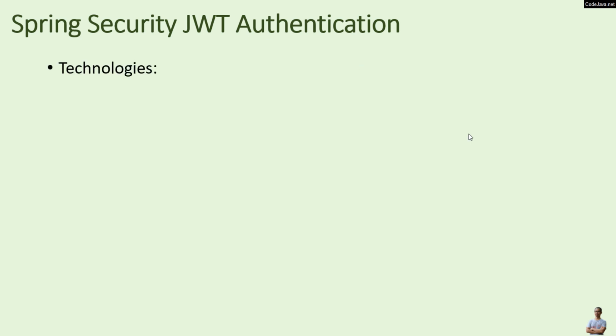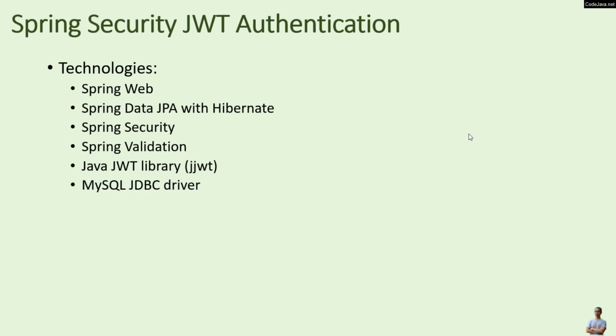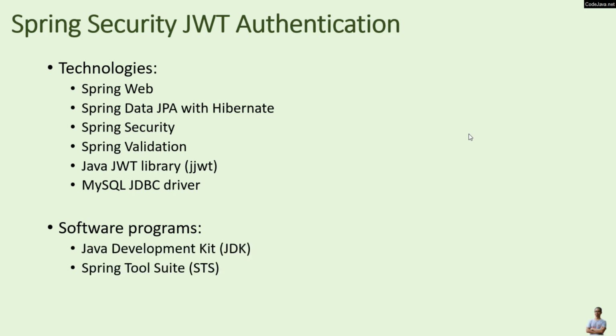And to demo Spring Security JWT Authentication, we'll develop a Java project based on the following technologies: Spring Web, Spring Data JPA with Hibernate, Spring Security, Spring Validation, Java JWT library, and MySQL JDBC driver. And in this video, I'm using the following software programs: Java Development Kit, Spring Tool Suite, MySQL Community Server, MySQL Workbench, and curl program for testing the REST APIs in command line.